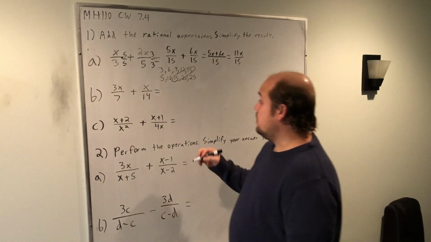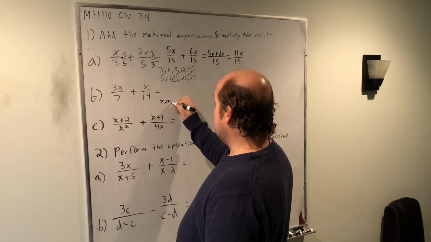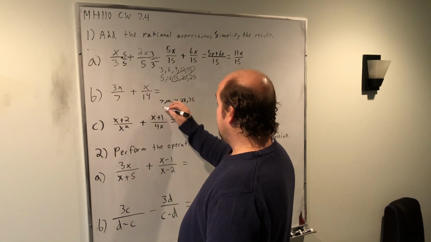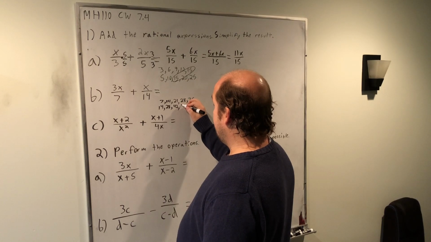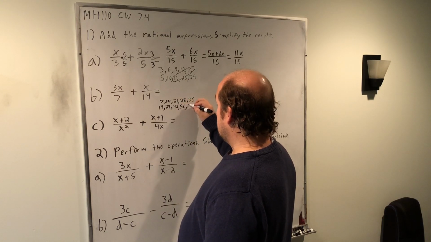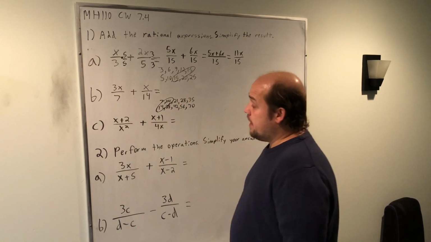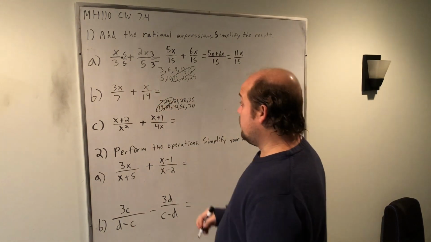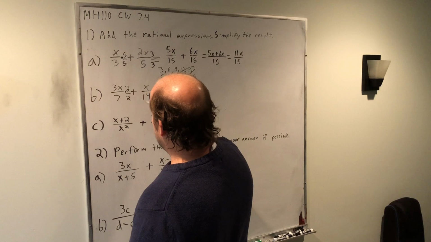In part B, if I start making my list for 7: 7, 14, 21, 28, 35. For 14, it'd be 14, 28, 42, 56, and 70. You can see that 14 is the first thing that overlaps on both lists. I already have 14 as the common denominator of my second term, so I just need to change my first term by multiplying by 2 over 2.